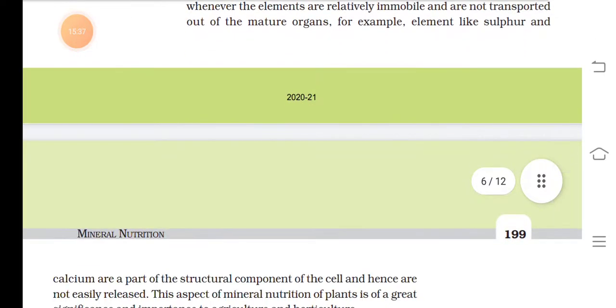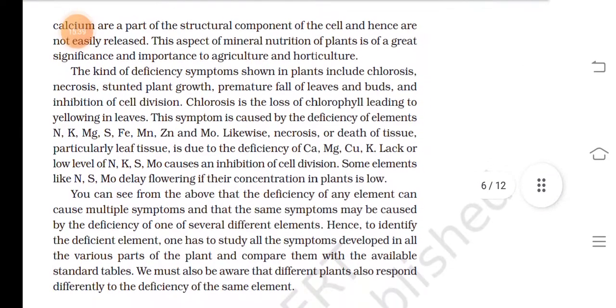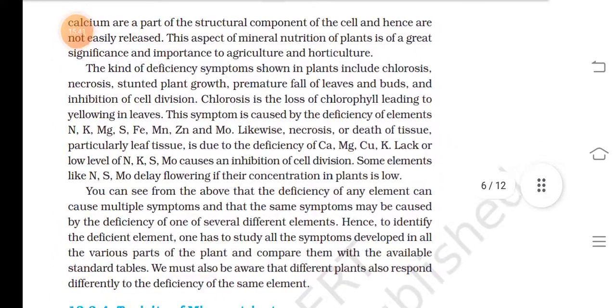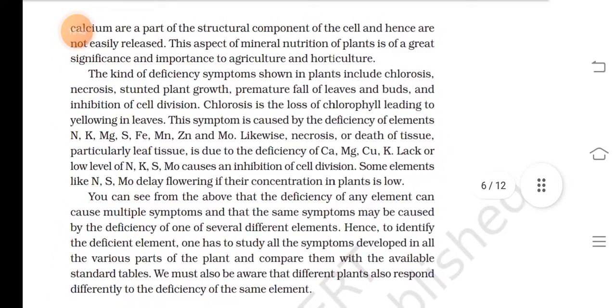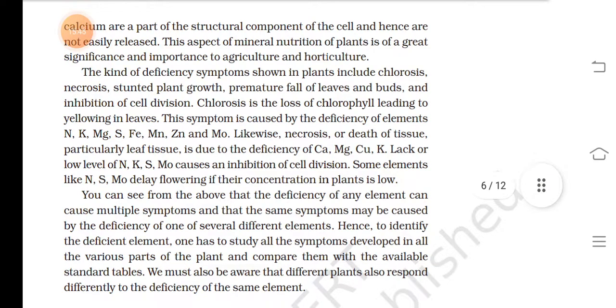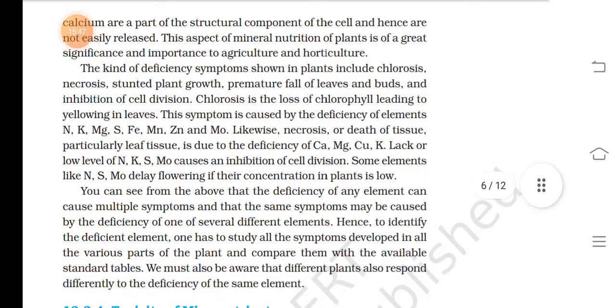For example, elements like sulfur and calcium are a part of the structural component of the cell and hence are not easily released. These aspects of mineral nutrition of plants are of great significance and importance to agriculture and horticulture. The kinds of deficiency symptoms shown in plants include chlorosis, necrosis, stunted plant growth, premature fall of leaves and buds, and inhibition of cell division.